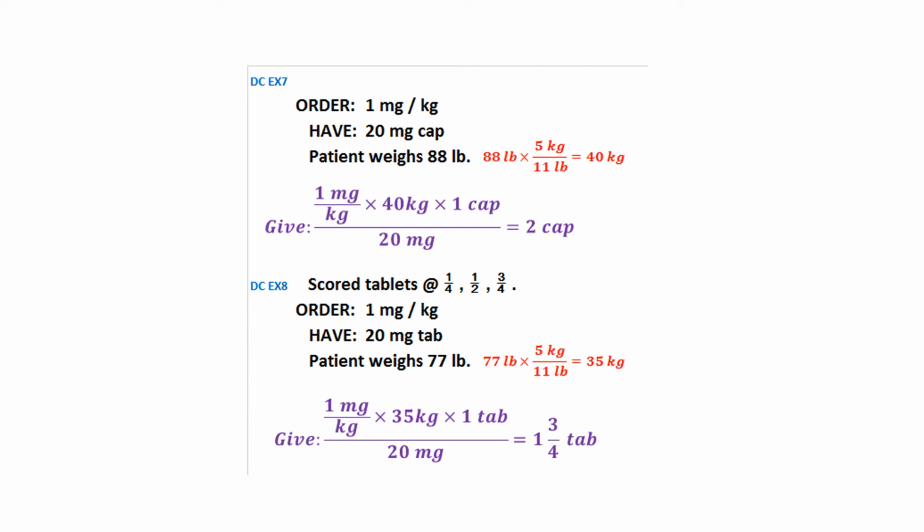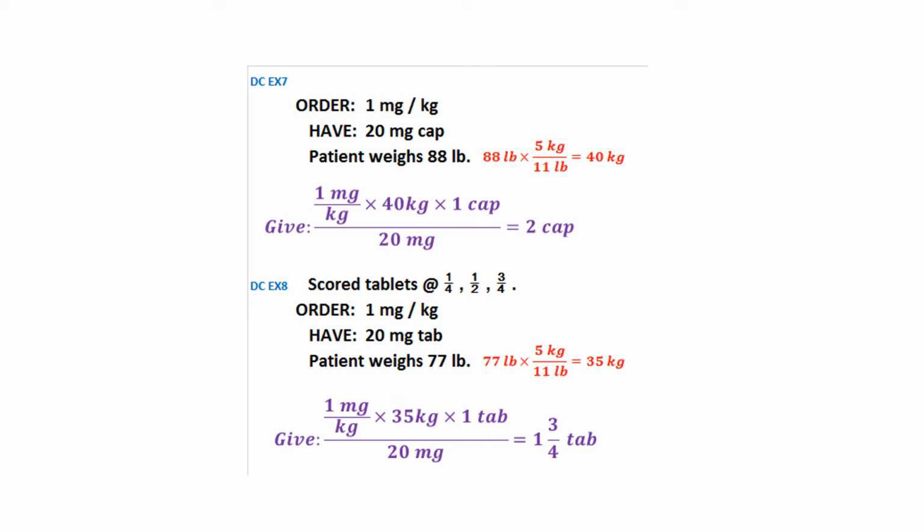In our next example, we see our tablets are scored 1/4, 1/2, and 3/4. And the order is 1 milligram per kilogram of body weight. Our patient weighs 77 pounds. So we'll convert the 77 pounds into kilograms. So we got 77 pounds times 5 kilograms over 11 pounds. 11 goes into 77 7 times. 7 times 5 is 35 kilograms.